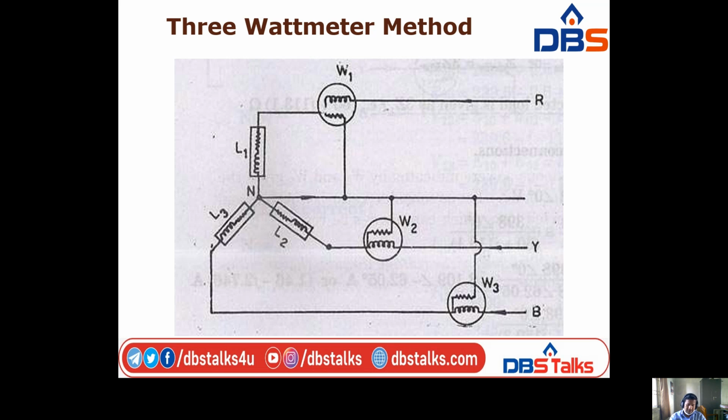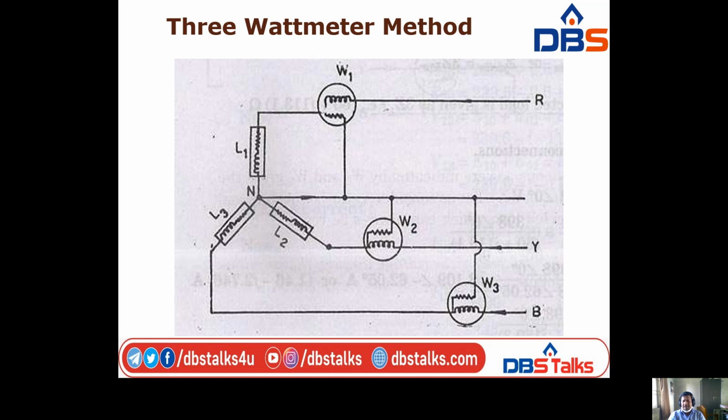For a star connected load, the pressure coil of the wattmeter should be connected to the star point of the load, which may not always be accessible. If it is not accessible, the terminals of the pressure coils of the 3 wattmeters are connected at a common point. Look at the figure. The pressure coils of all wattmeters are connected to one common point, called the neutral point. W1, W2, and W3 pressure coils are all connected to this one common terminal.